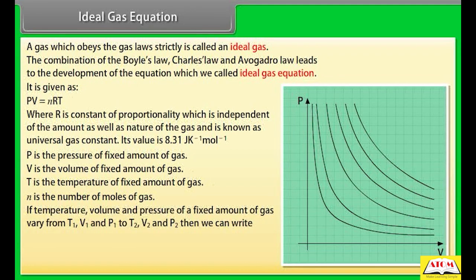If temperature, volume and pressure of a fixed amount of a gas vary from T1, V1 and P1 to T2, V2 and P2, then we can write P1 V1 by T1 is equal to P2 V2 by T2. This equation is called combined gas law.